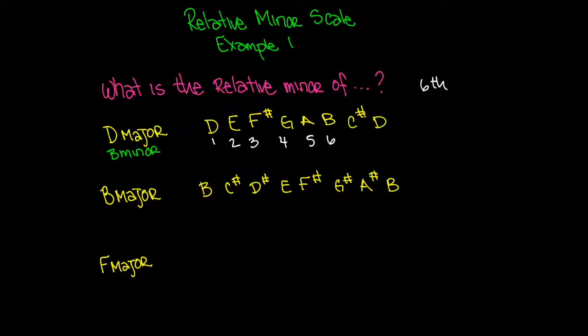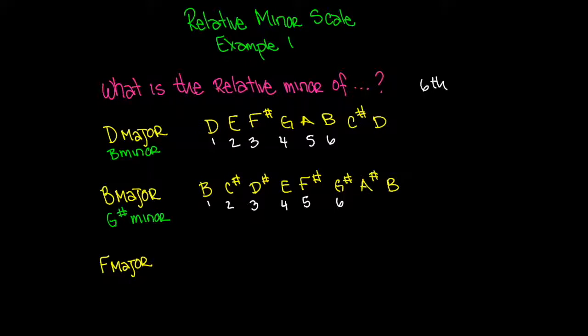Now we want to figure out, what is the relative minor to B major? And so once again, we can just count it out. And we would have 1, 2, 3, 4, 5, and 6. And the relative minor here would be G sharp minor. G sharp minor.